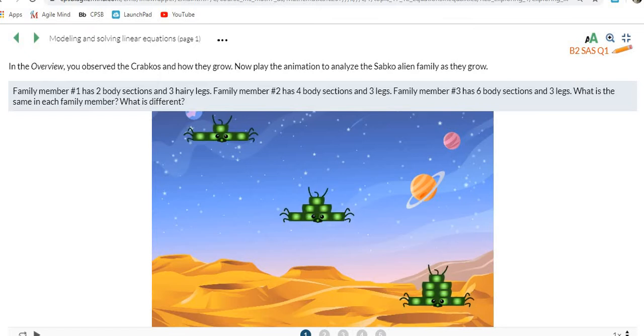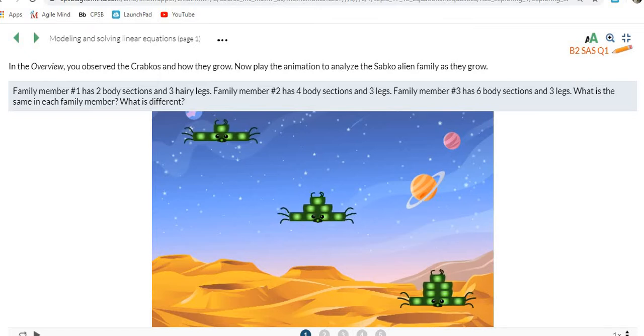The first member, what's his body section? 2. Second member, his body section is 4. Third member, his body section is 6. The fourth member, what would his body section be? 8. So what body section should the 5th member have? 10. Said to find the 5th guy.